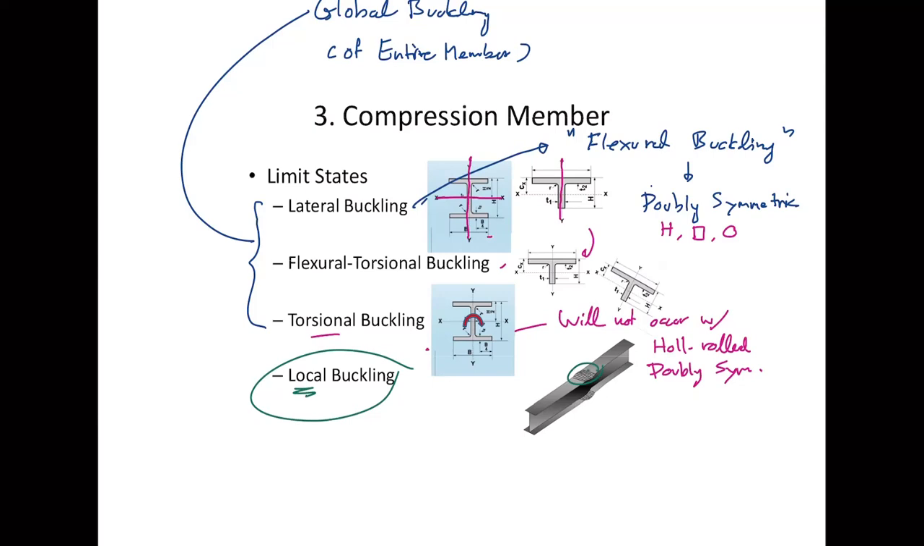So there are two possible failure modes of compression member. First one is the buckling of the entire member. You may call that the global buckling, or to be more specific, it's a lateral buckling or flexural buckling of the member. The second one is when some of the elements of your cross section are too slender, such as a flange, one of the flanges, or the web. So they may buckle before the member buckles. Okay, so two possible failure modes. So that's the behavior of our steel material under compression.